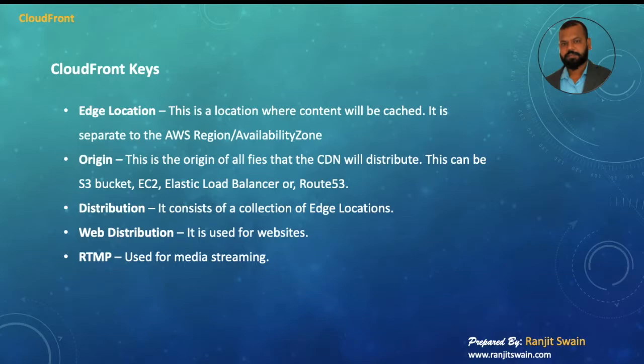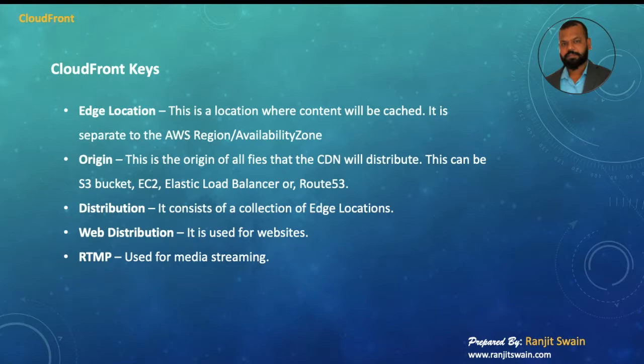Whatever the origin means, the files or the content, whatever you are going to get or view. The origin can be an S3 bucket, an EC2 instance, the server, or an elastic load balancer, or Route 53, where your data will be and it will be distributed by the CDN.